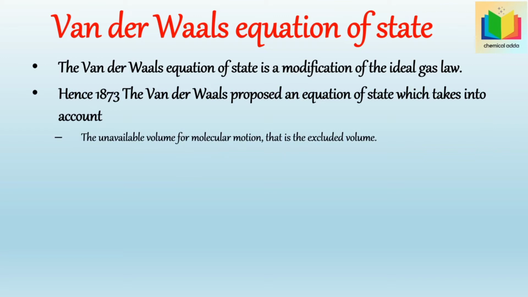While deriving the ideal gas law, it is assumed that the molecules do not occupy any volume. But in real gases, such an assumption is not valid, since the molecules do occupy some volume. So, the van der Waals equation of state takes into account the unavailable volume for molecular motion, that is the excluded volume.